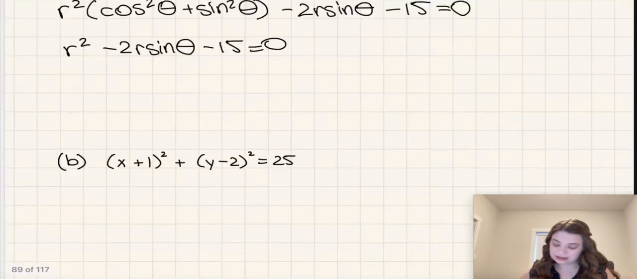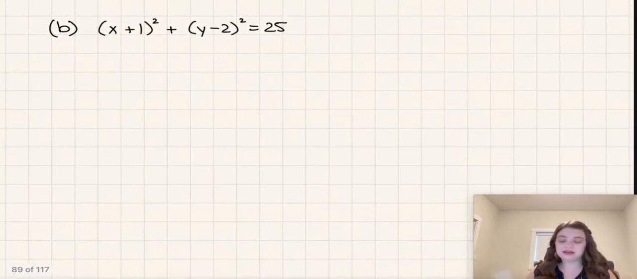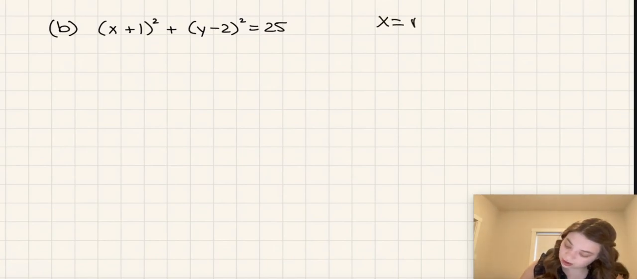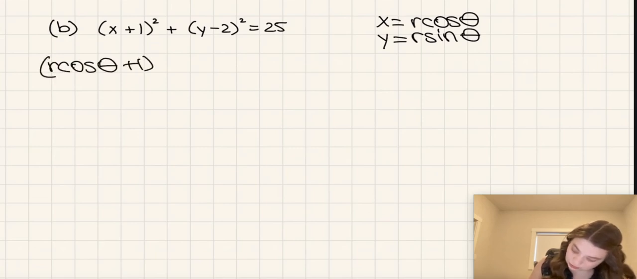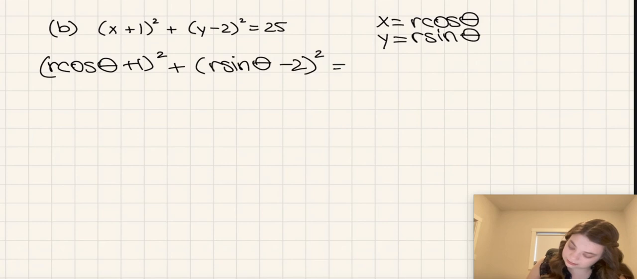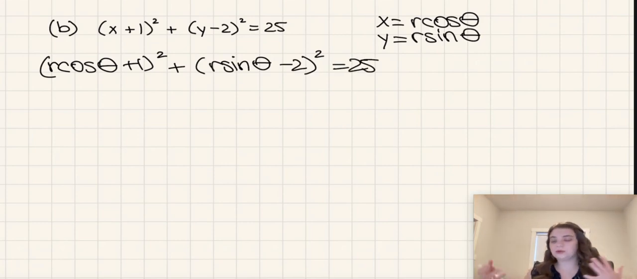All right, let's do a second example. So same kind of an idea here. We need to remember that x is equal to r cos theta and y is equal to r sine theta. So here we have (x plus 1) squared. So that's going to be (r cos theta plus 1) squared. And then over here, we're going to have (r sine theta minus 2) squared is equal to 25. So that's step one. It's just where we're going to sub in what we need to sub in here for x and y. The second step for this one is we need to go ahead and expand this.